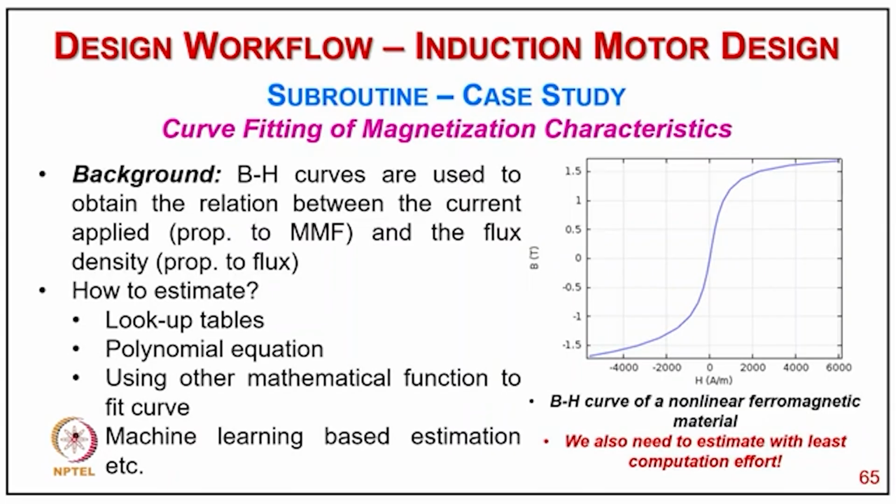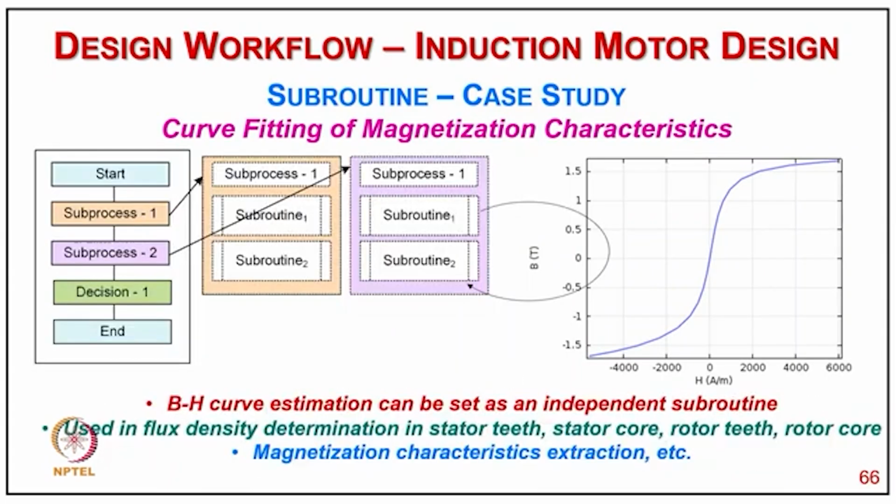And how do we estimate it? We have a lookup table for the material, and then we go to a polynomial equation for this characterization, and use other mathematical relations for fitting the curve, for the loss curve as well as the BH curve of the machine. We can also use machine learning based estimation. We also need to keep the computational effort least for fitting this curve.